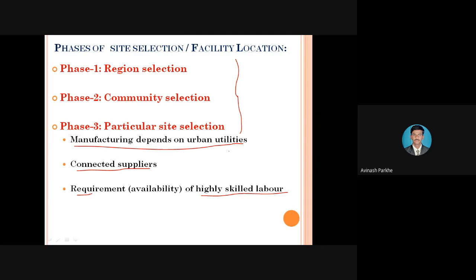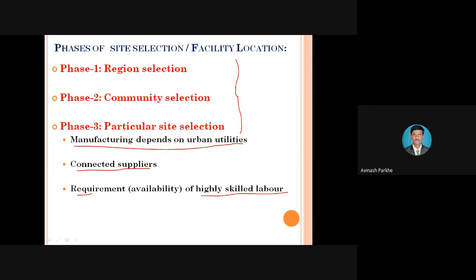Manufacturing depends upon urban utilities. Maximum times from the urban area, the maximum requirement from the customer is there. Therefore, whenever we are starting a new business, a new industry, it should be located near the urban areas or near big cities. Connected suppliers: maximum input is required from the other side. Therefore, whatever number of suppliers are there, they should be connected with each other, and all such suppliers should be available near your industry only.